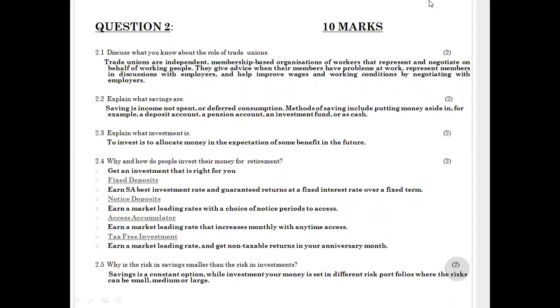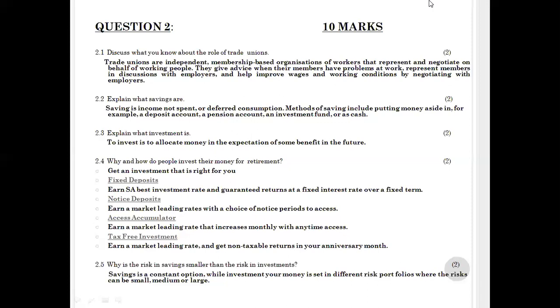2.4, why and how do people invest their money for retirement? Retirement for 2 marks. I've given a lot of info there, so you can see wherever you can get the 2 marks. Let's just first go through the list. Get an investment that is right for you.